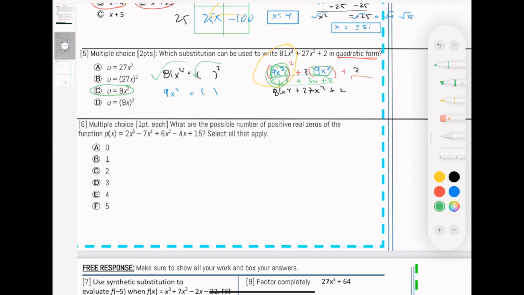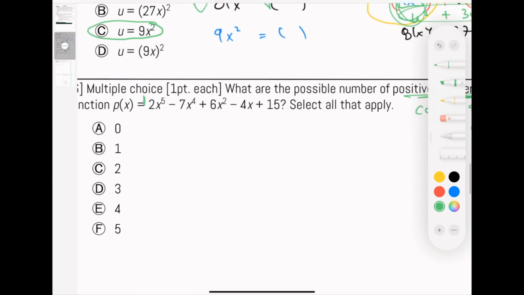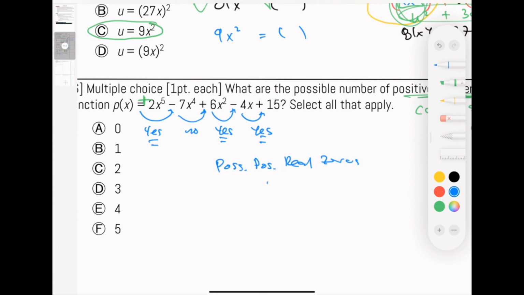Number 6, what are the possible positive real zeros? From here, I'm just going to count the sign changes. So this is a plus, so I have yes, no, yes, yes. There are 4 yeses. So we had our possible positive real zeros. There are 3, but then you're counting down to 0, counting by 2s. So that would be B and D.